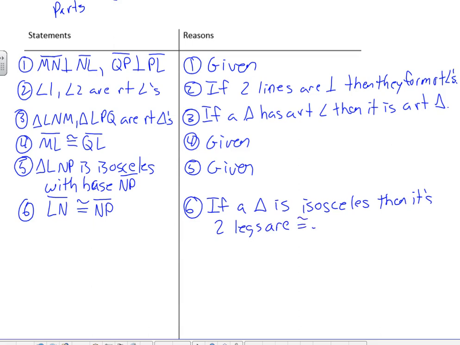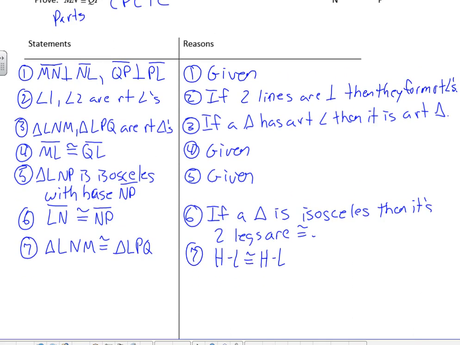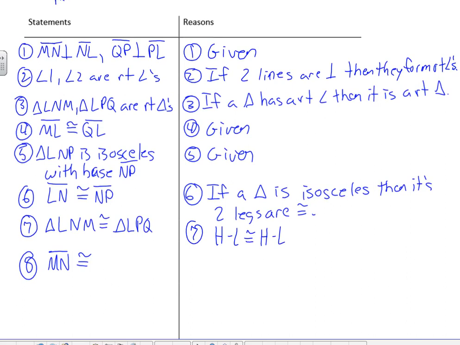Okay, so that allows me to say, now we've got the conditions for hypotenuse leg. So triangle LNM is congruent to triangle LPQ. And we can say that because of hypotenuse leg. Once the triangles are congruent, then all of their parts are congruent. So our last step, always the thing that we're trying to prove, MN is congruent to QP. And the reason is corresponding parts of congruent triangles are congruent.